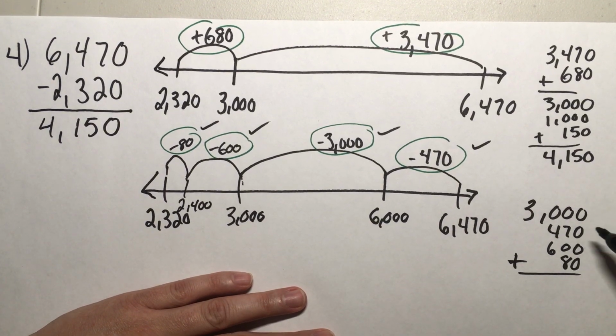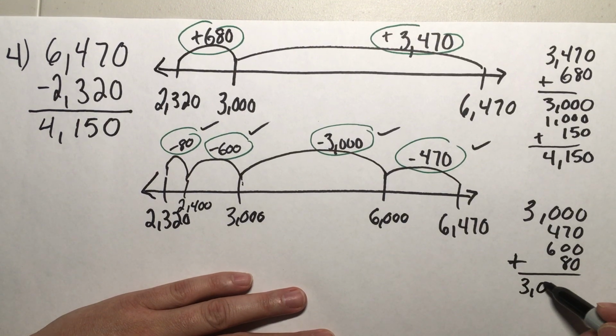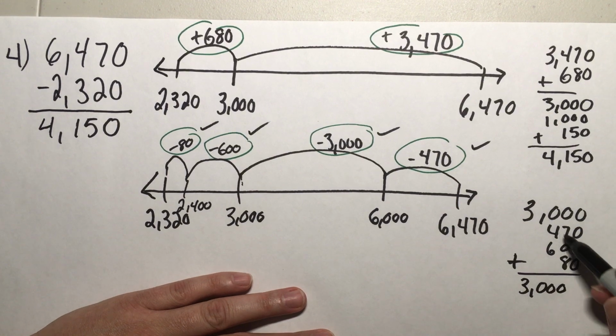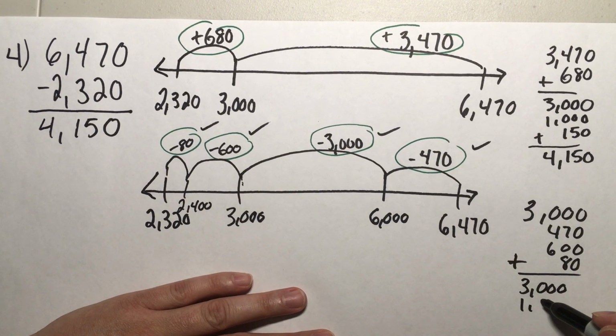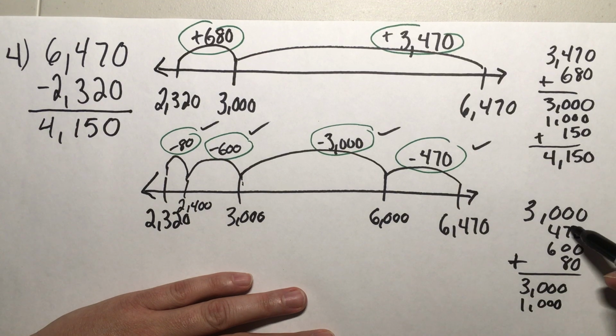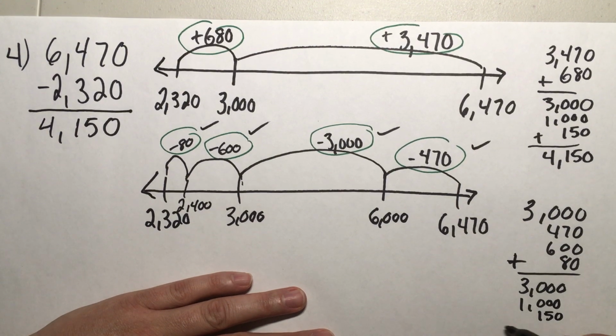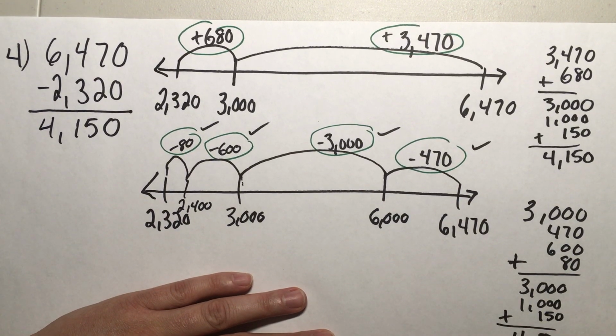So now 3,000, I'm going to use my partial sums once again because it's easier for me. 400 plus 600 is 1,000. 70 plus 80 equals 150. Now if I add that down, 4,150. Okay.